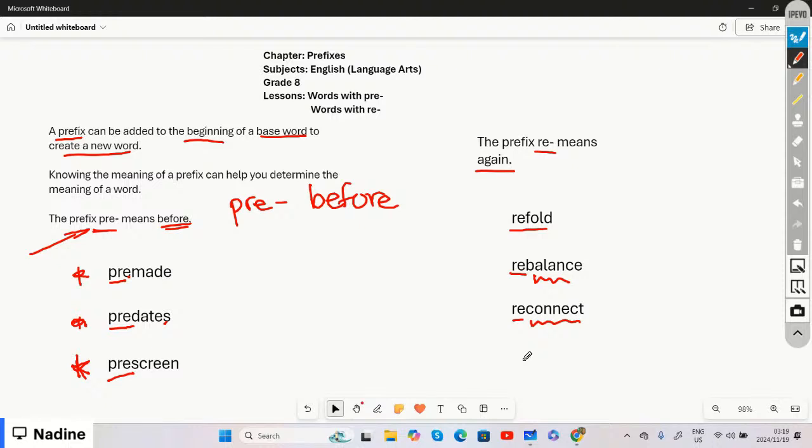And we said pre means before, re means again. So if you see pre at the beginning of a base word, then you must know that that word is to do with something before it's made, before dates, before screening. Same with re. If you see the prefix re at the beginning of a word, then you must know that word is something to do with something happening again.